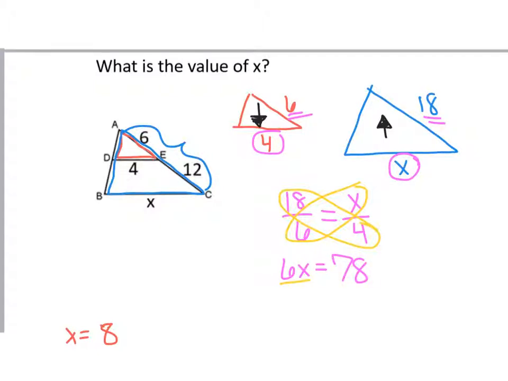So now to solve, I'm just going to divide both sides by 6. And 72 divided by 6 is 12. So x equals 12, not 8.